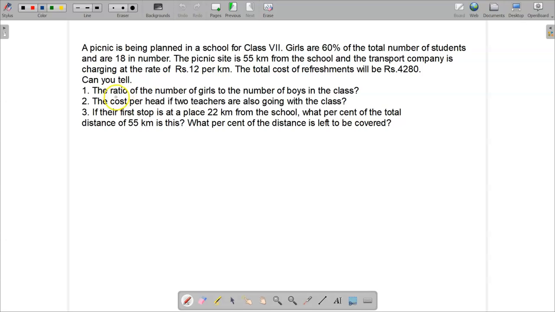So coming to the first question, the ratio of the number of girls to the number of boys in the class. So we need to find out the ratio of number of girls to the number of boys in the class. So the hint in the question is, girls are 60% of the total number of students and are 18 in number. So girls number is given, that is 18. And the count of the girls is nothing but 60% of the total number of students.